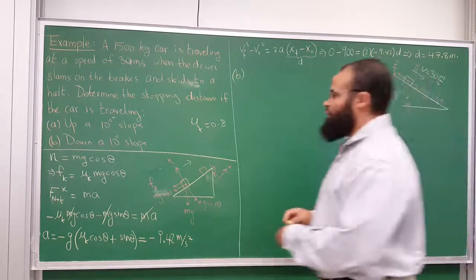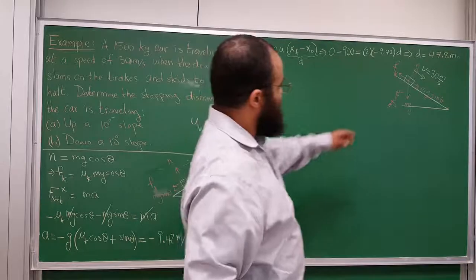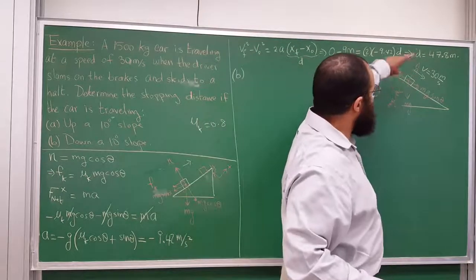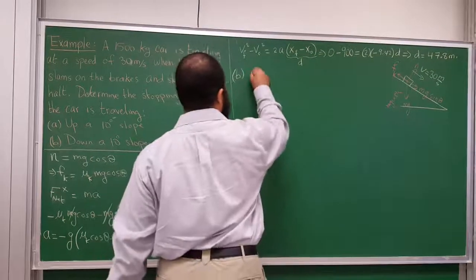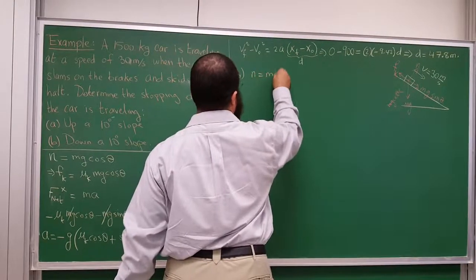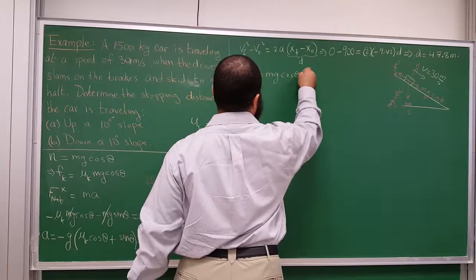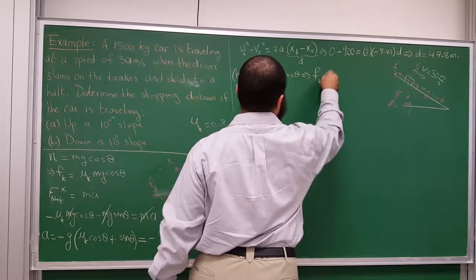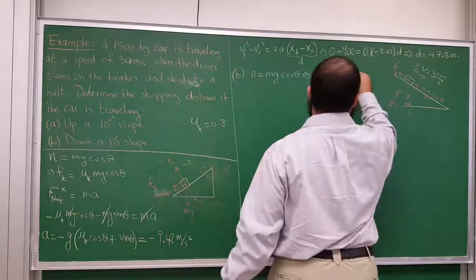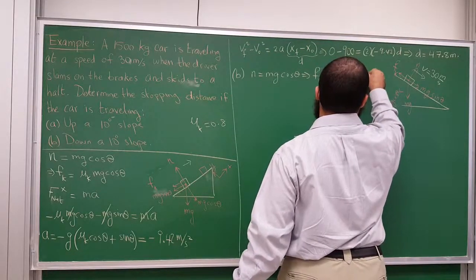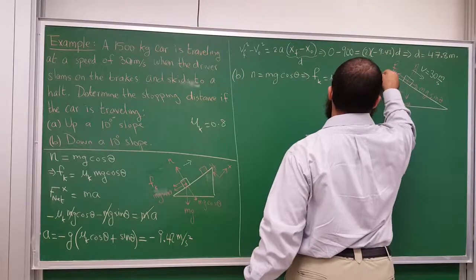Okay. So we say the net force in the y direction is 0. There is no motion that way, and so the normal force is equal to mg cosine theta, as before. And so the force of friction is mu k times the normal force, and so it's equal to mu k times mg cosine theta.